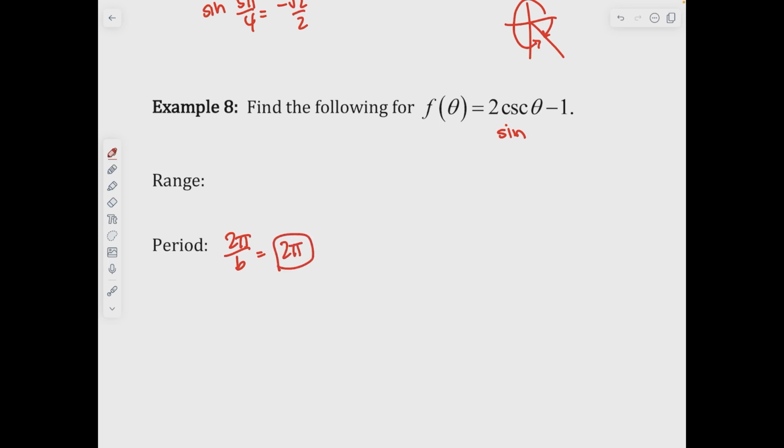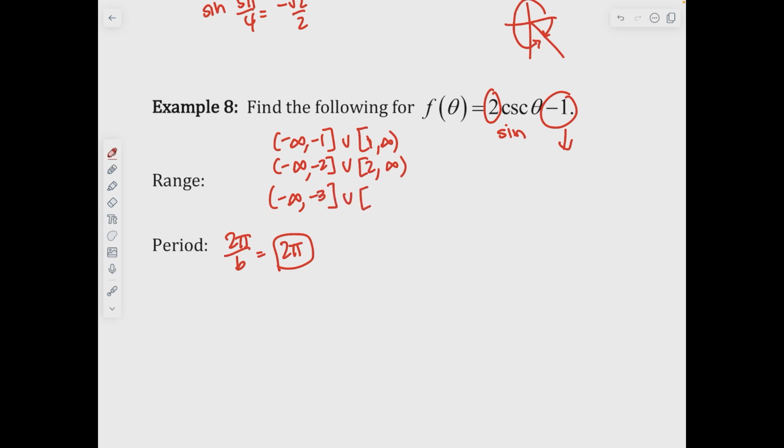Okay, my range normally starts in between negative 1 and 1. However, I do have a vertical dilation of 2. So my vertical dilation would extend it from negative 2 to 2. But I also need to go down 1. So when I go down 1 unit, that would put me at negative 3, and this would put me at 1 when I shift down. So this would be my final range for the problem.